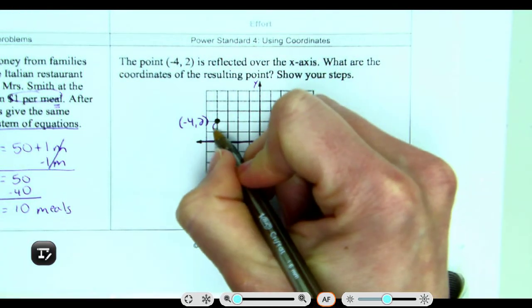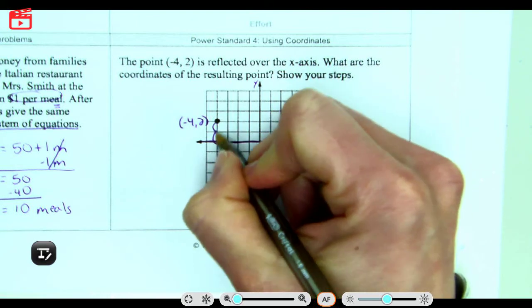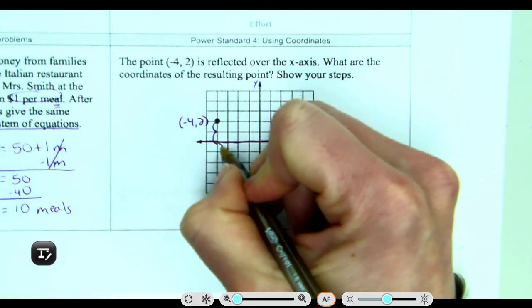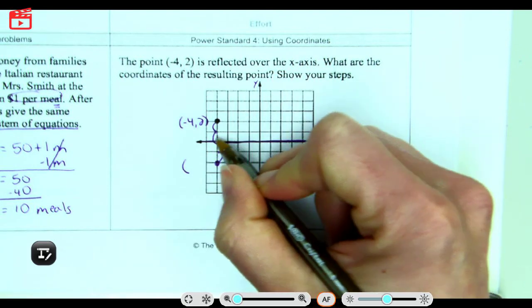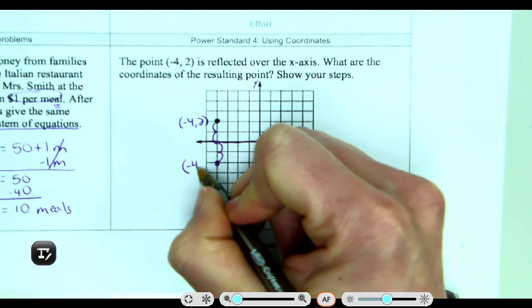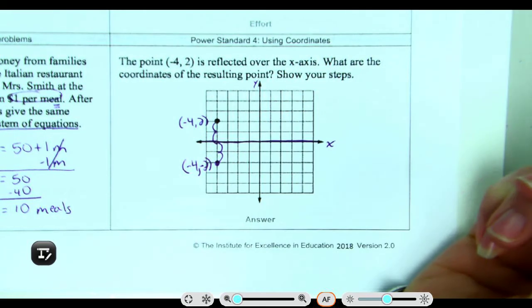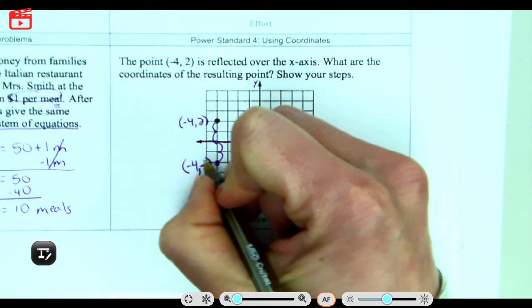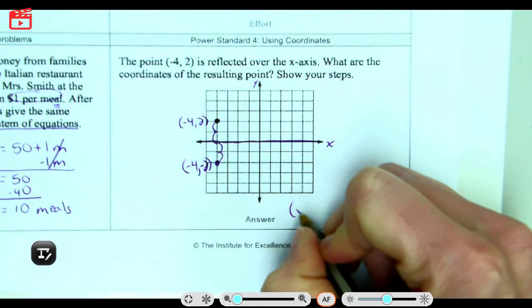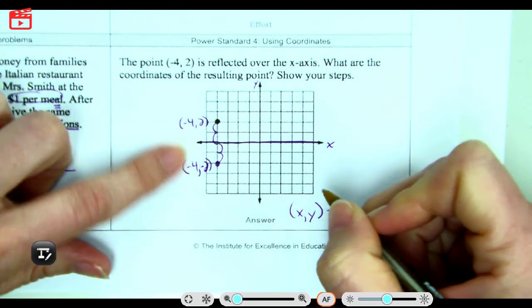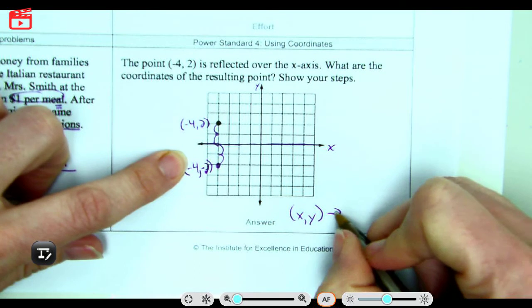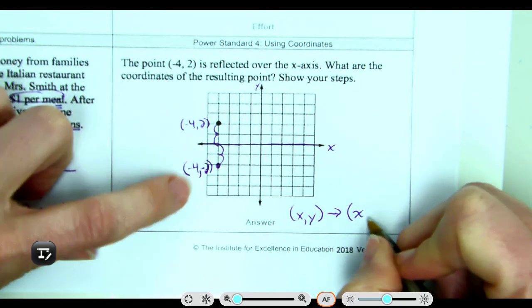So remember, it's creating a mirror image. So if I'm 2 above the x-axis, if I go 2 below, notice I'm still going to be at negative 4, but now I'm going to be at a negative 2. If we wanted to use coordinate notation, notice again to reflect over the x-axis, my x value is staying the same. I'm at negative 4 each time, but my y becomes its opposite.